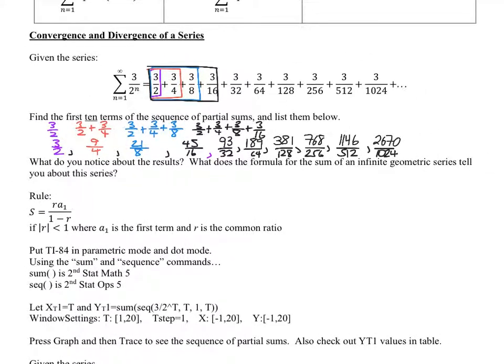All right. So it says, what do you notice about the results? Well, it's getting harder and harder to figure out, but it's approaching 3. Right. So they're approaching the sum. Partial sums are approaching 3.